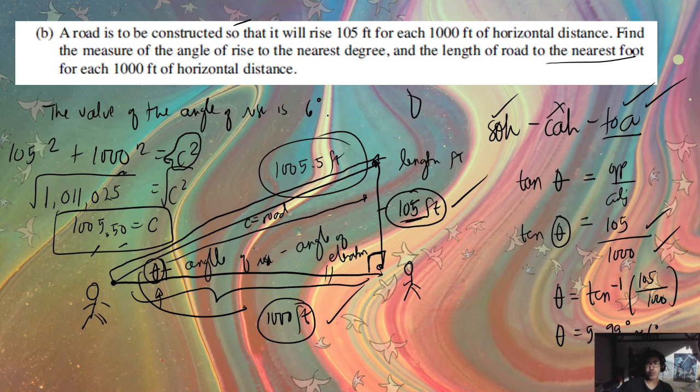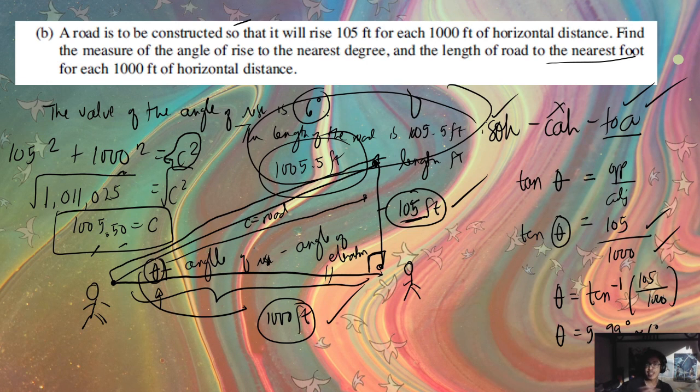So we're able to solve both problems. The angle of the rise is 6 degrees, and the length of the road is 1005.5 feet. And that's how we solve this using trigonometric ratios.